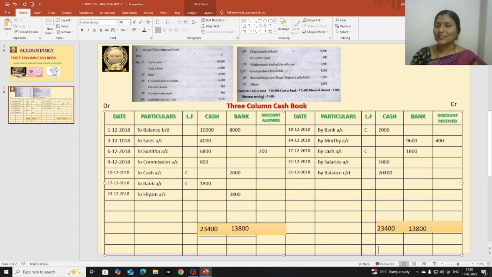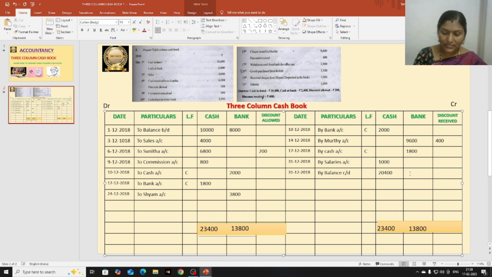So move on to the credit side. We should write balance carried on. But we already wrote it for the cash column, so we should not write it again. Already it is there, so don't write it again. Go straight to the amount. In the bank column you can mention the balance amount.